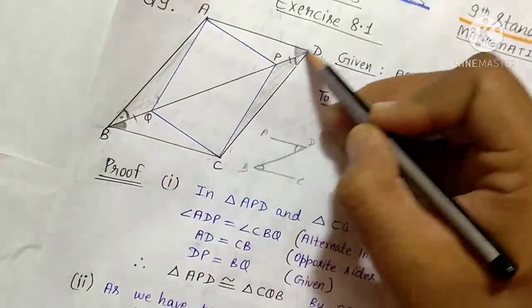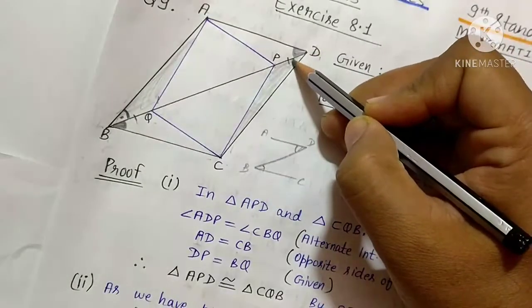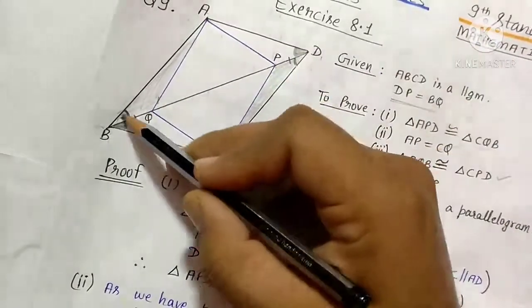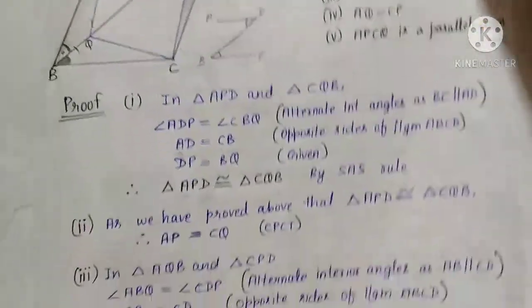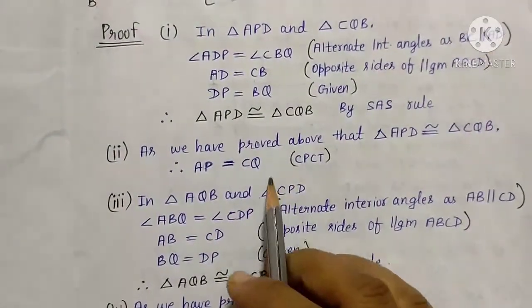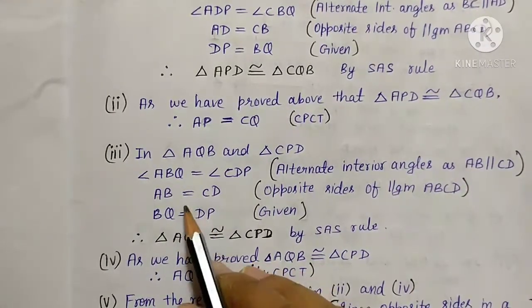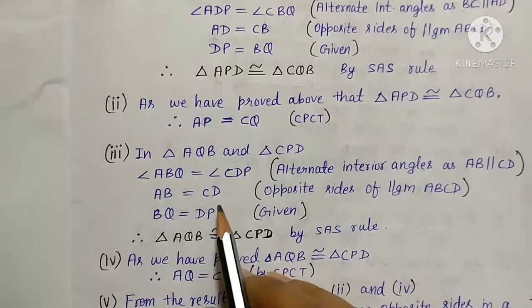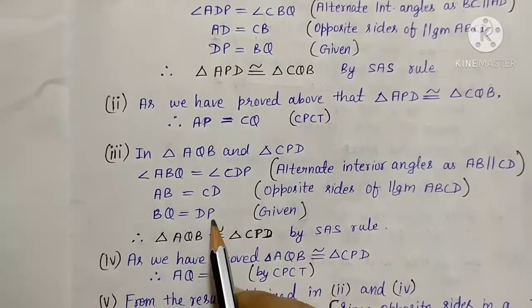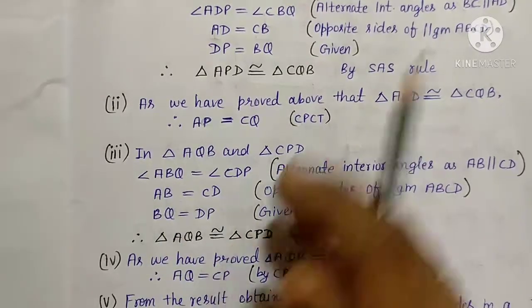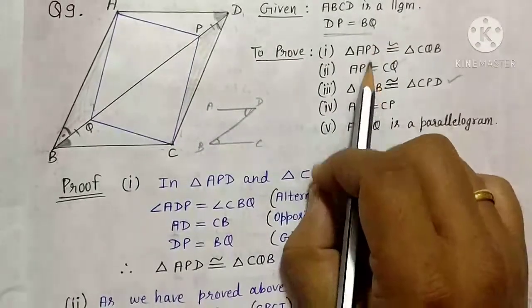So here this one is working as a transversal, and this and this will work as alternate interior angles. So this is also alternate interior angles, and hence these are equal. Now we are saying AB equals CD because these are the opposite sides of a parallelogram ABCD, and BQ equals DP as it was already given here.